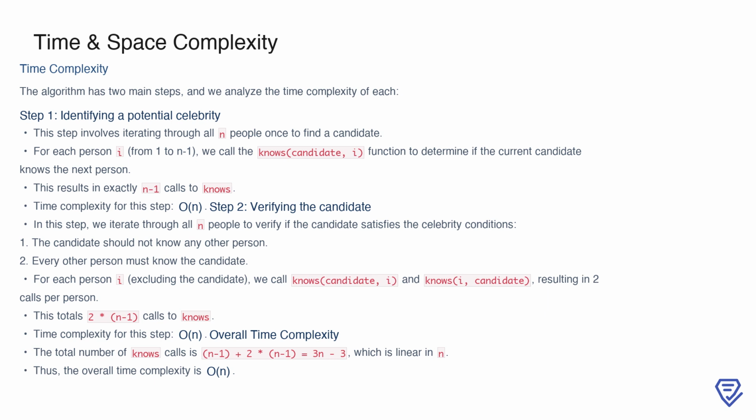This results in exactly n-1 calls to the knows function, making the time complexity for this step O(n). Next, we verify the candidate by ensuring they meet the two celebrity conditions. The candidate must not know anyone else, and everyone else must know the candidate. For each person, excluding the candidate, we make two calls to the knows function, one to check if the candidate knows them and one to check if they know the candidate. This results in 2(n-1) calls to knows, or O(n) time complexity for this step. Adding both steps together, the total number of knows calls is (n-1) plus 2(n-1) equals 3(n-1), which is linear in n. Therefore, the overall time complexity of the algorithm is O(n).